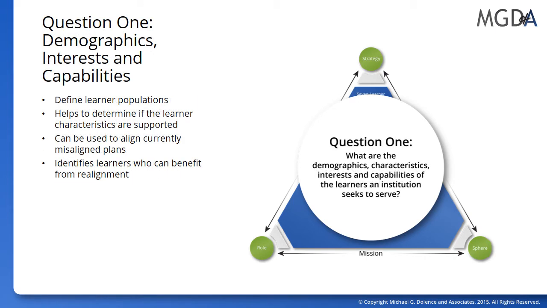The first question describes and helps define the learner populations that inhabit the sphere of influence the institution wishes or is required to serve. Question 1, what are the demographics, characteristics, interests, and capabilities of the learners an institution seeks to serve? A great deal of strategy relies upon deeply understanding the characteristics of the learners an academic enterprise is designed to serve. Comparing your plan or current operations to a comprehensive view of the populations to be served reveals a great deal about alignment of the institution with the learners who can benefit.